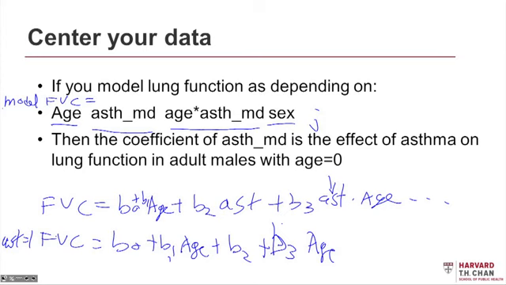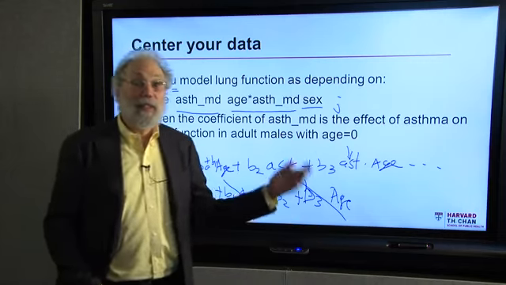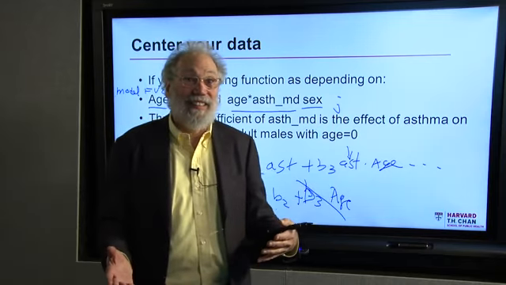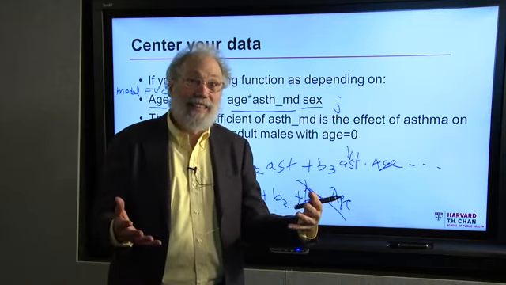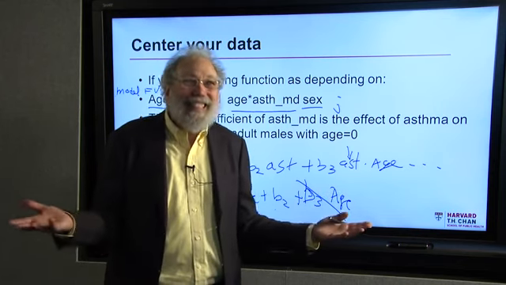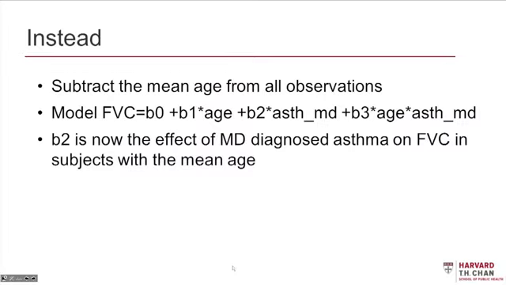So what is B2? Well, if age equals 0, that goes away, and that goes away, and lung function is B0 plus B2. So B2 is the increment or decrement, depending on the sign, of lung function in asthmatics whose age is 0. What does that mean? Doesn't mean anything. So instead, suppose I center age.